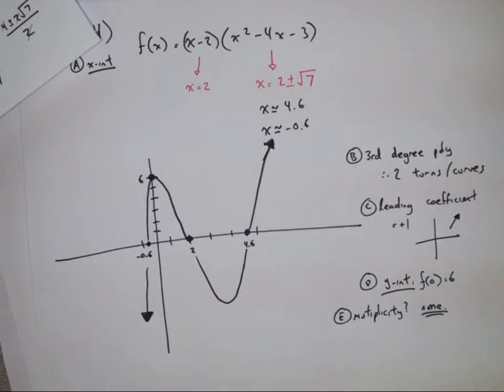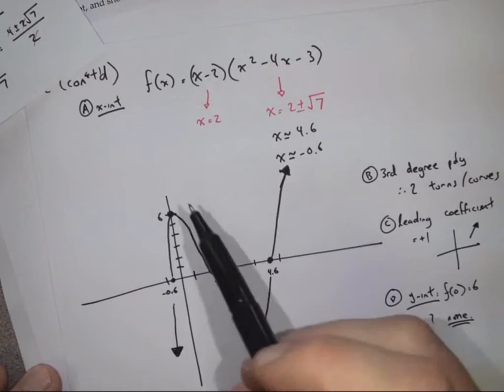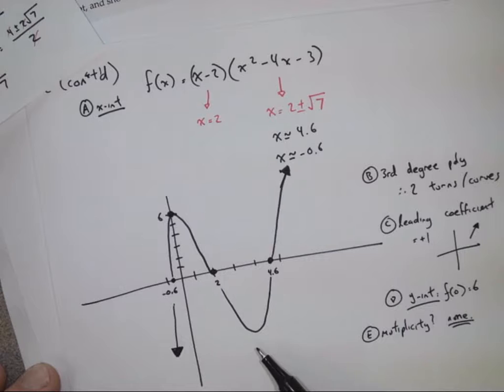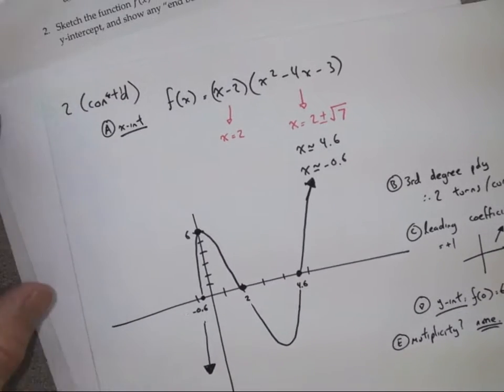Okay. I could always do a table of values and test an extra point if I want, just to make sure when I plug in f of 3 I get down here. But I'm pretty confident that's my graph. So we'll move on to question 3.